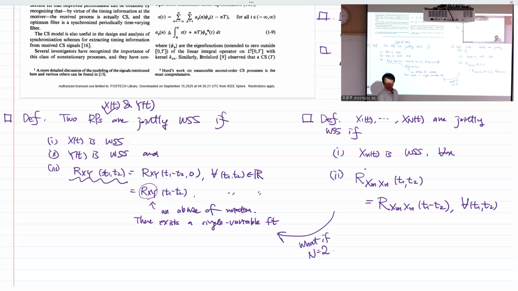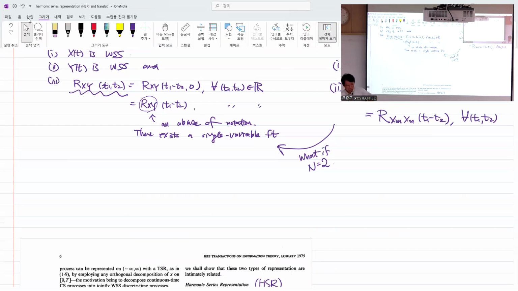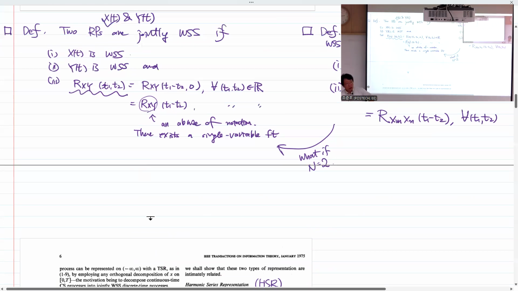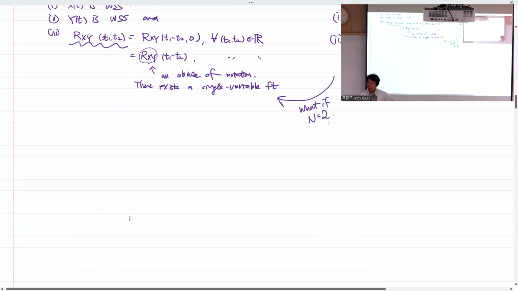Got it? So we have just extended the joint wide-sense stationarity of two random processes to capital N joint wide-sense stationarity of random processes. And you may wonder why this is related to cyclostationary random processes. And here goes something you have to do if you have learned linear algebra. What would that be? Whenever you have something more than one, then put them in a vector. Got it? So here goes a vector random process. Vector valued random process of length N.